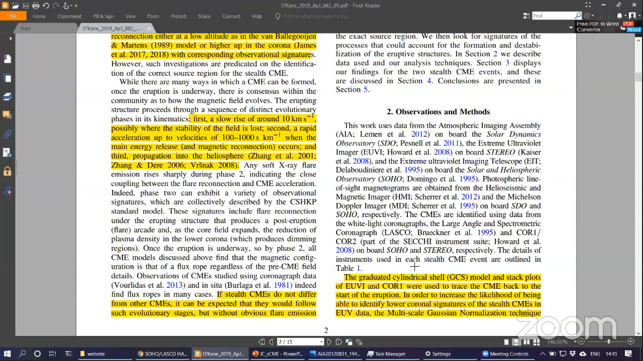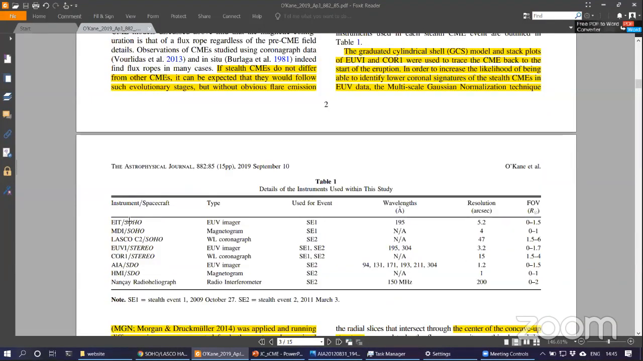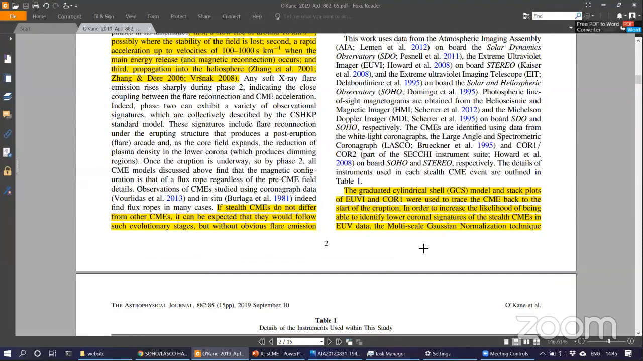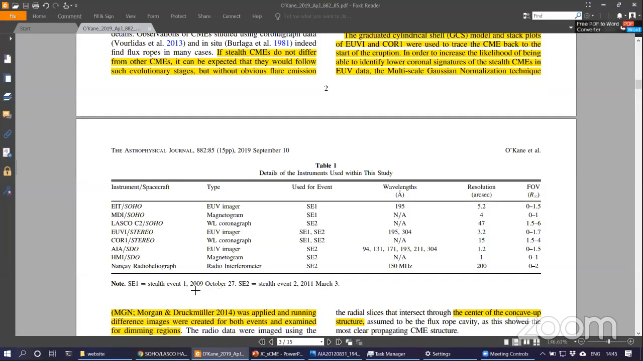This is the list of instruments which they have again produced in tabular format: different instruments, UV imagers EIT, UVI, and AIA SDO. Apart from that, they have magnetograms of MDI and HMI, and white light imagers, the coronagraphs of LASCO and STEREO. They have used these data sets for two particular cases of stealth CMEs, of 27th October 2009 and 3rd March 2011.